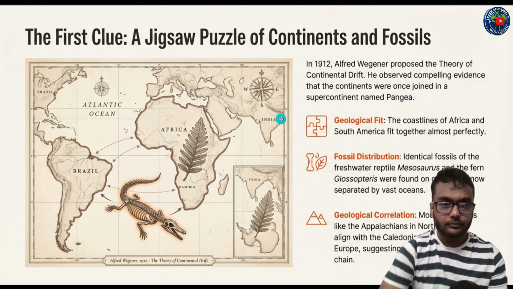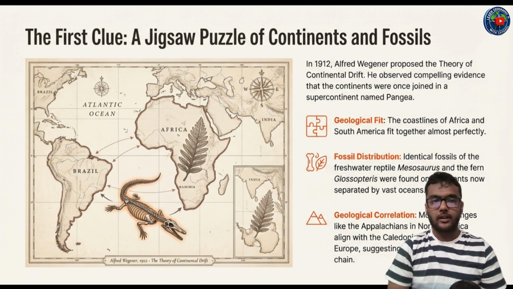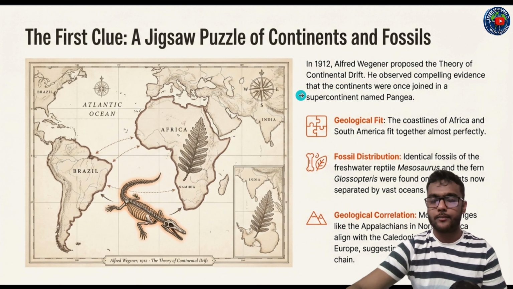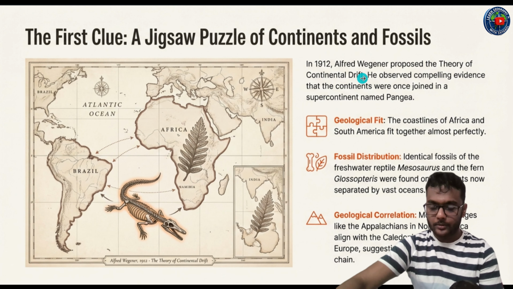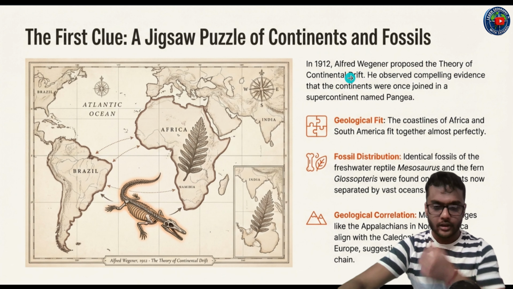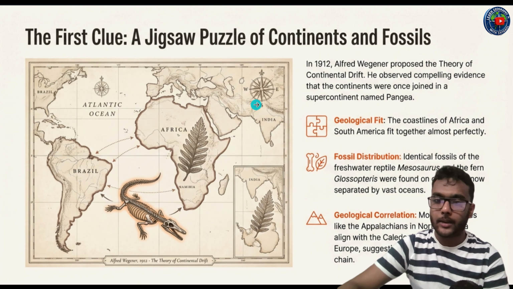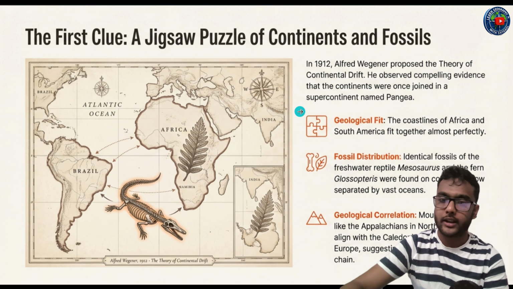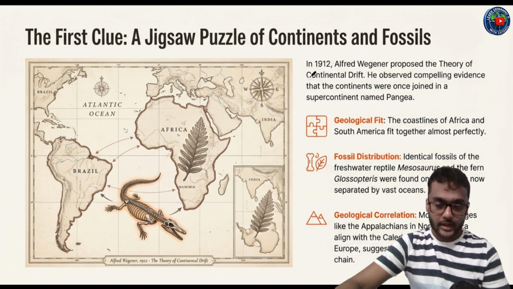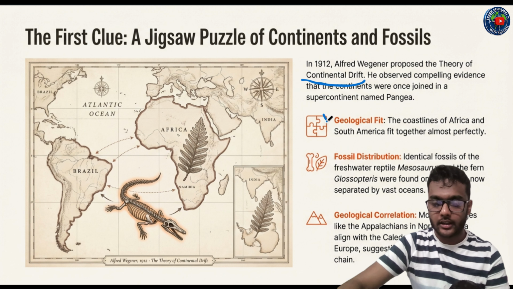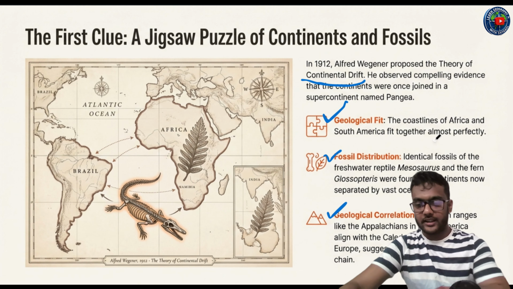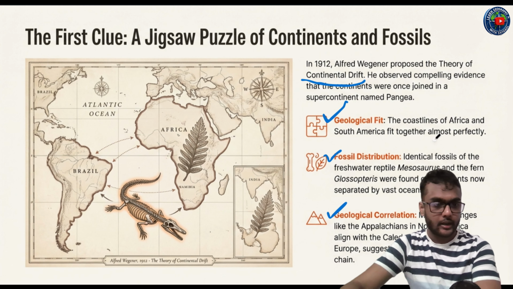Now, first of all, in 1912, Alfred Wegener proposed the theory of continental drift. We have discussed the continental drift theory in an earlier video. He observed compelling evidence that continents were once joined in a supercontinent named Pangaea, and a super ocean named Panthalassa. Some evidence of continental drift theory includes geological fit, fossil distribution, and geological correlation. All are discussed in our previous lecture.